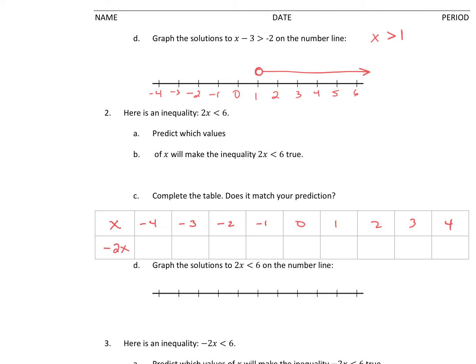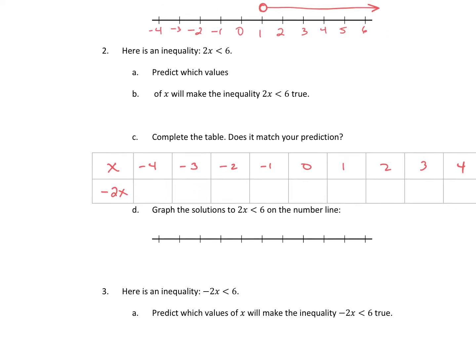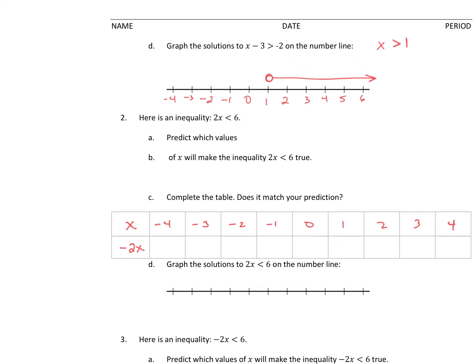So for this question, you are again going to predict which values will make the inequality 2x is less than 6 true. Then you are going to complete the table. And then you are going to graph the inequality and stop there. So go ahead, pause the video, and complete those 3 questions in the next 2 minutes.